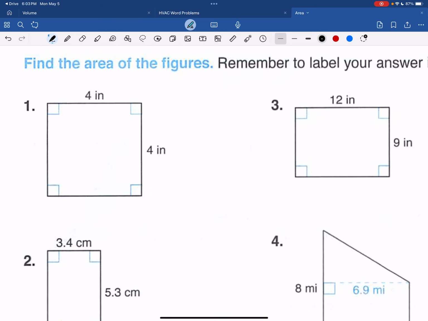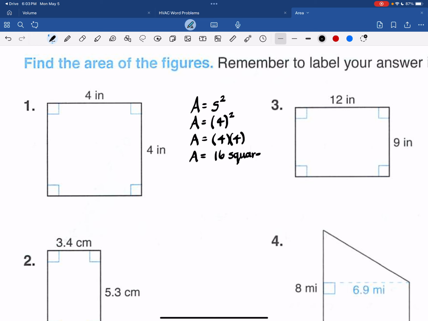So here we have a square. And the formula that I've used for many, many years now is side to the second power. You can also do length times width. But one of these sides is 4, and 4 to the second power is 4 times 4. And so that's going to be 16 square inches.